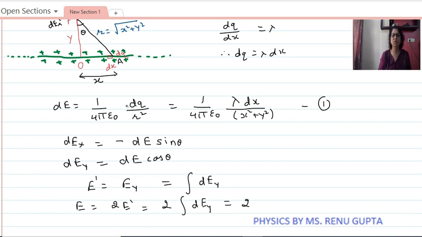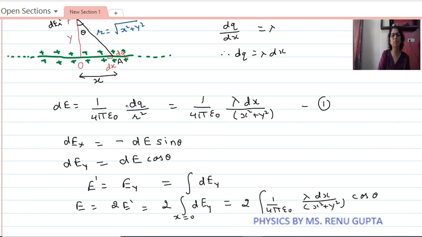dEy is dE cos theta, so integrating dE is 1 upon 4 pi epsilon 0 lambda dx upon x square plus y square into cos theta. Now, when we are taking this integration, we should put the limits. Initially, when we go from 2 dEy, we have considered O as the center point, and we have taken 2 times because of the right side and left side.